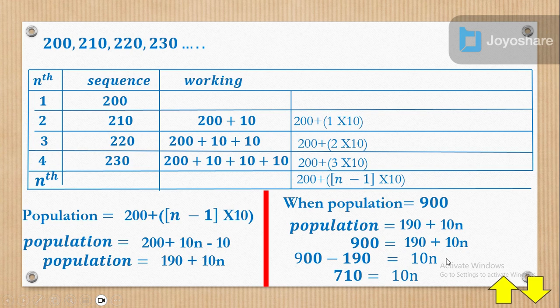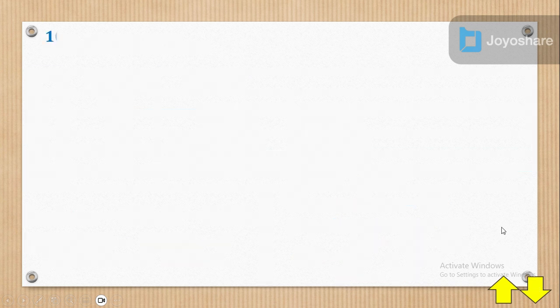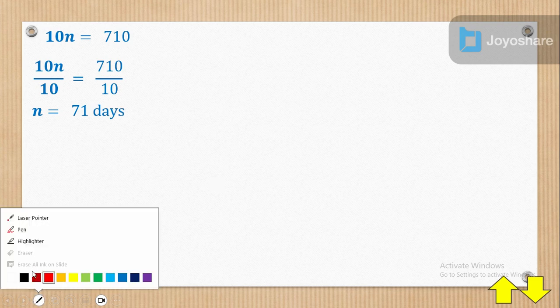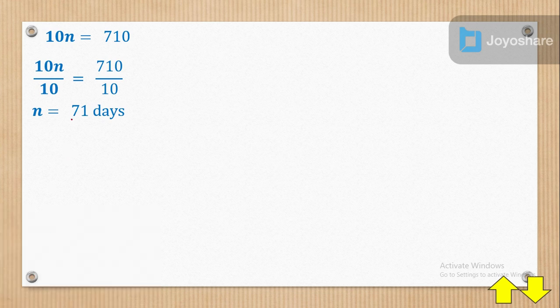So let's go and see how that comes about. Dividing both sides, 10n is equal to 710, and the answer you get is n is equal to 71 days. So please, I want to explain once more. It will take them 71 days to reach a population of 900.